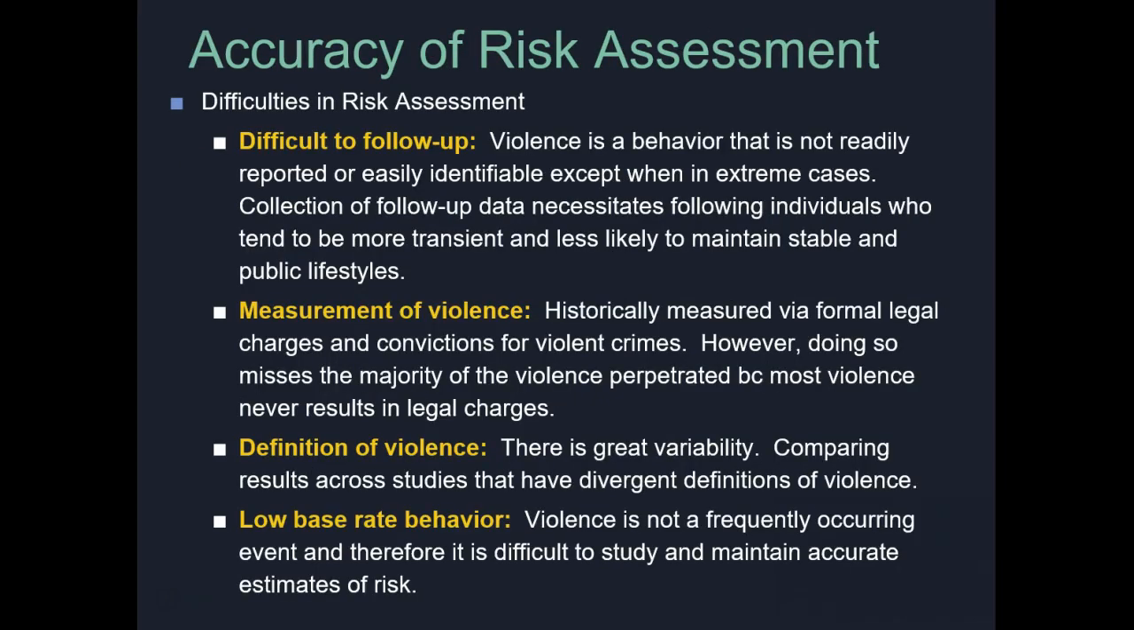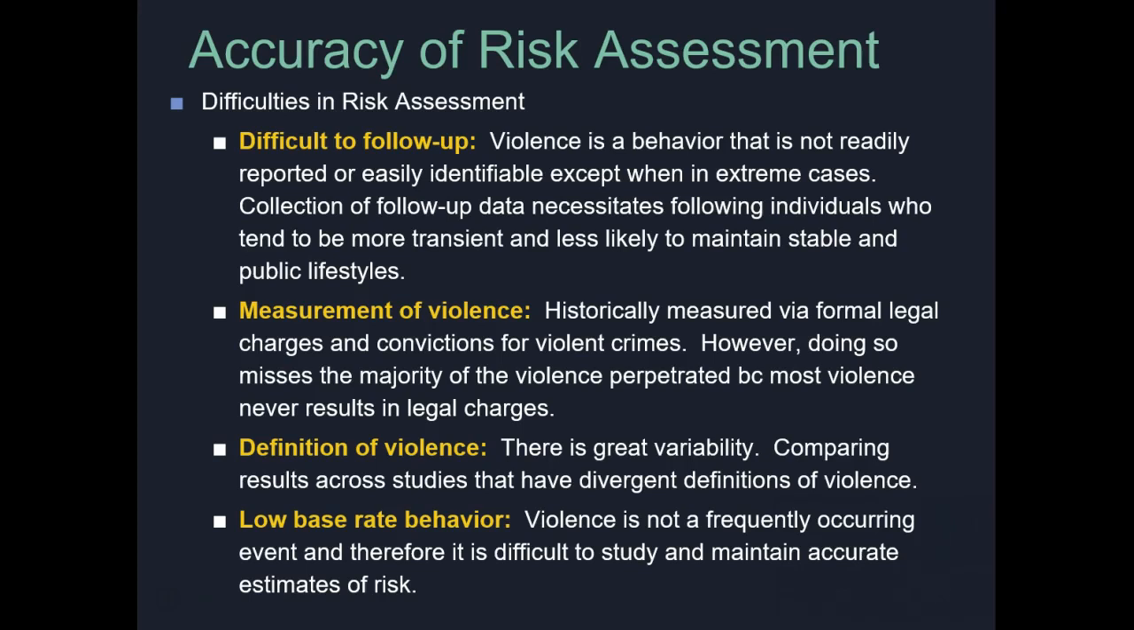And accuracy of risk assessment, it's difficult, and here's why. The accuracy is not always so good. It's difficult to follow up. Violence is a behavior that is not readily reported or easily identified except when in extreme situations. Collection of follow-up data necessitates following individuals who tend to be transient or less likely to remain stable or have stable public lifestyles. The measurement of violence itself has historically been measured by formal legal charges and convictions for violent crimes.